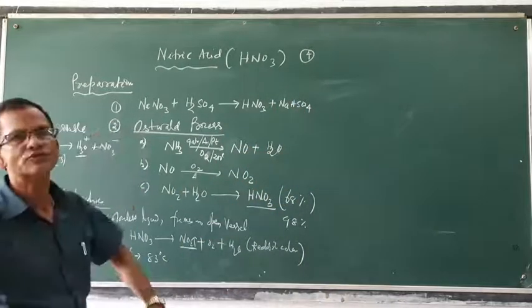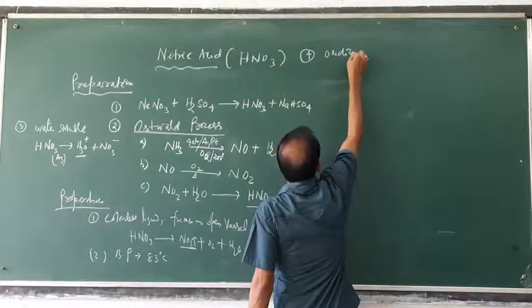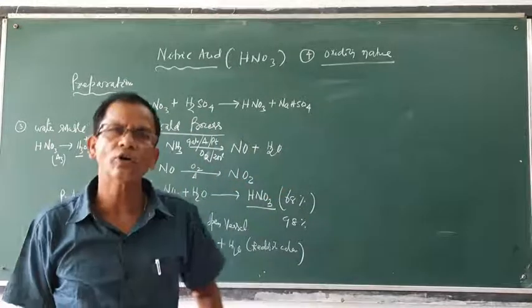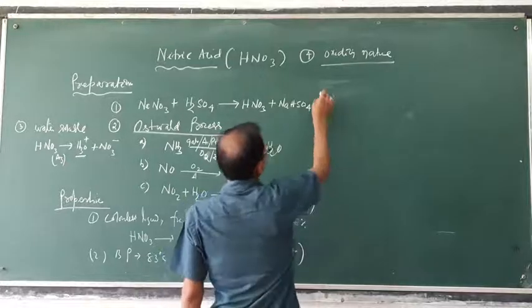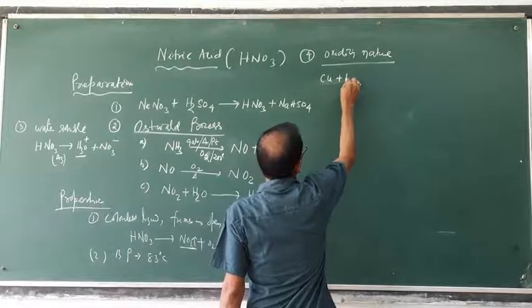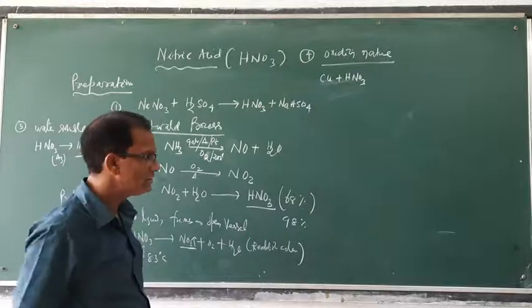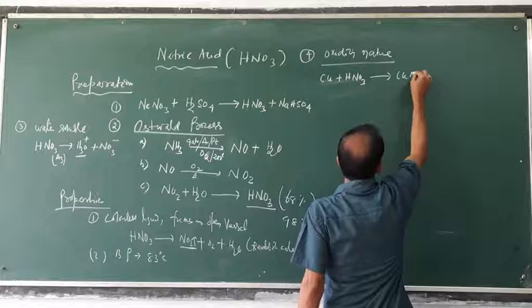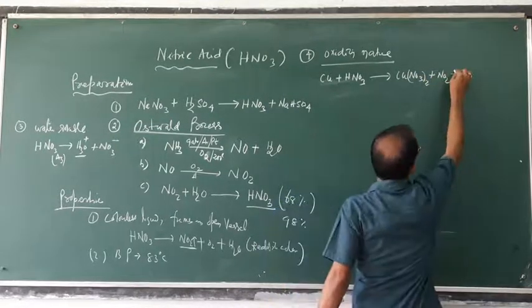Nitric acid is a very strong oxidizing agent. It oxidizes metals: copper metal with nitric acid is oxidized to copper nitrate, plus NO2 reddish brown fumes, plus water.